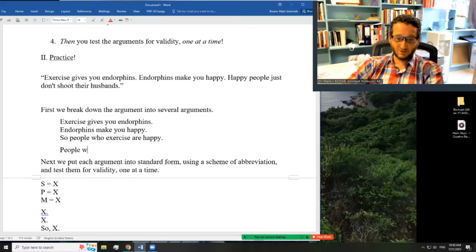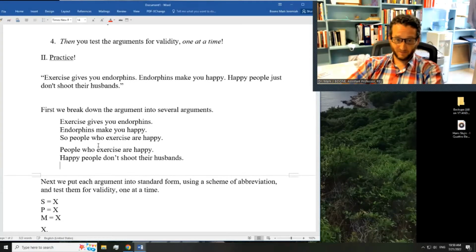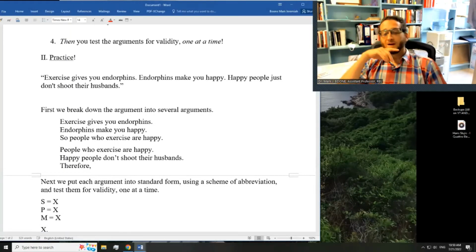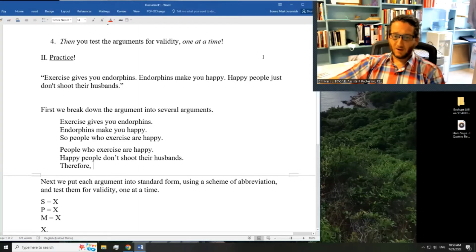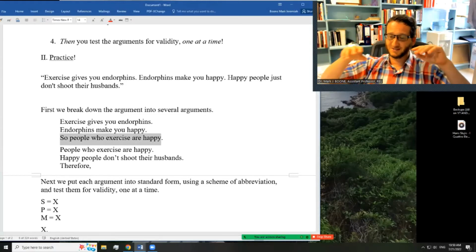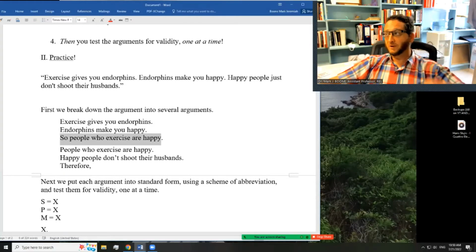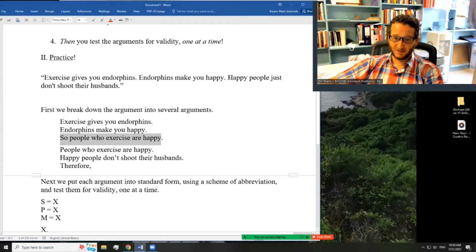How do we get from that premise, that subconclusion, to the final conclusion? Well, people who exercise are happy. Happy people don't shoot their husbands. That is the second link in the Sorites chain of syllogisms. The second link in the chain is borrowing the subconclusion from the first link in the chain, from the first conclusion, and then borrowing this next premise.